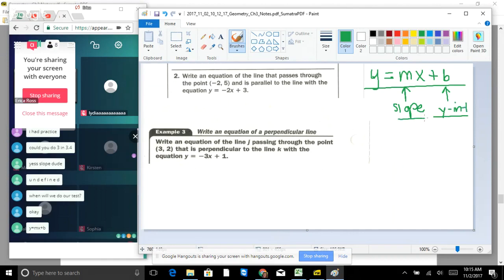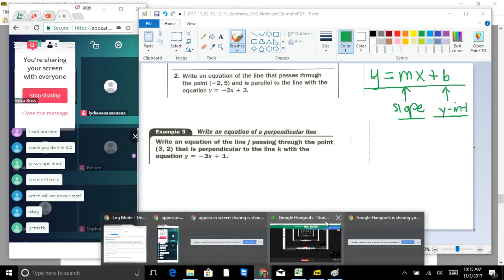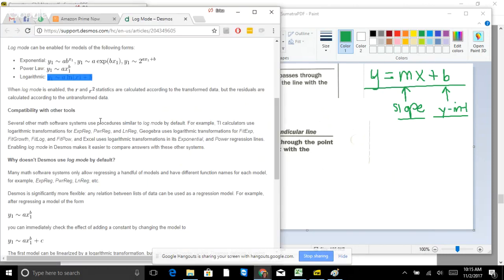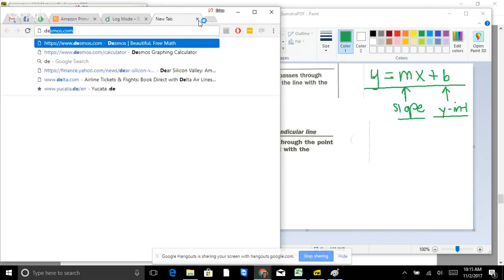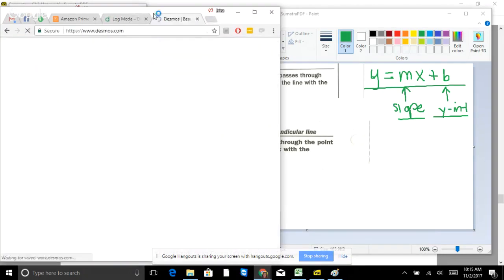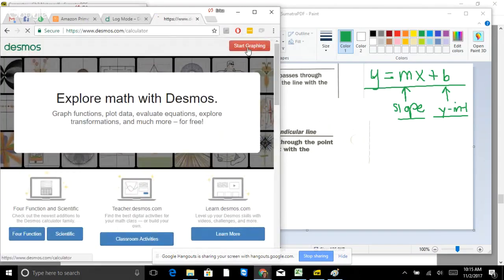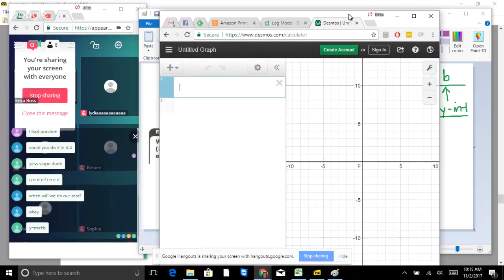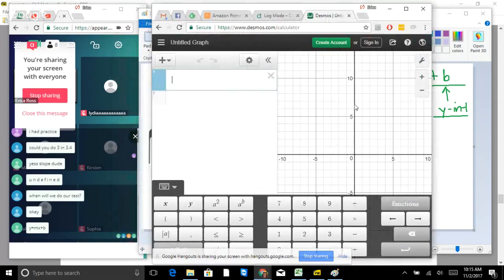All right, so let's actually, since we are online and we have all these cool resources, let me pull up Desmos. So some of you may have seen this before. Some of you may have graphing calculators.